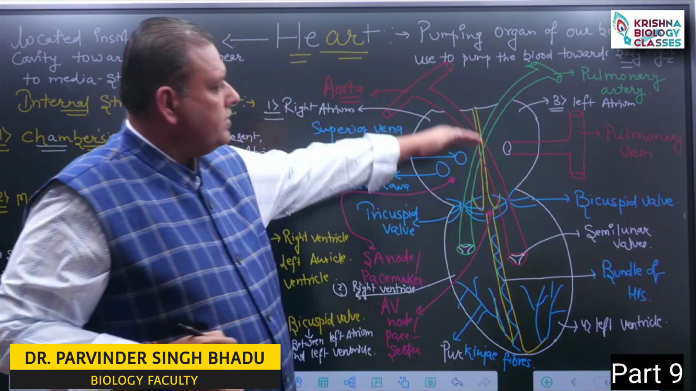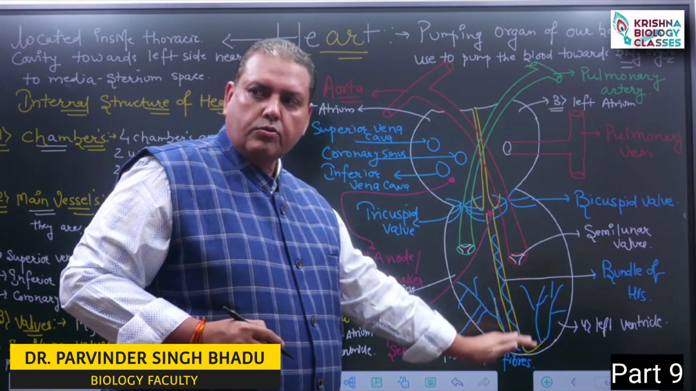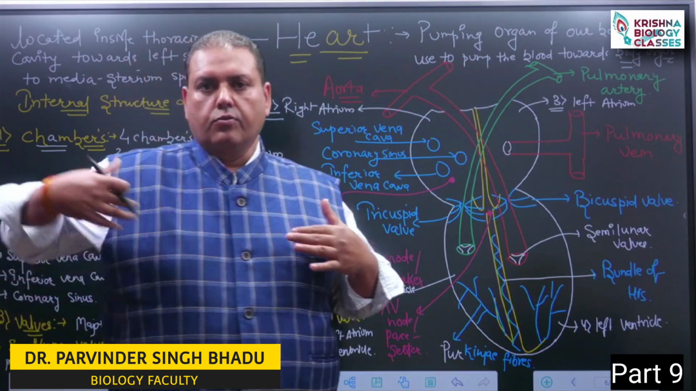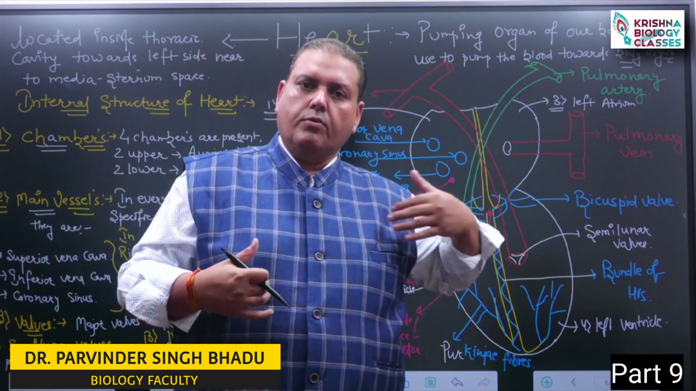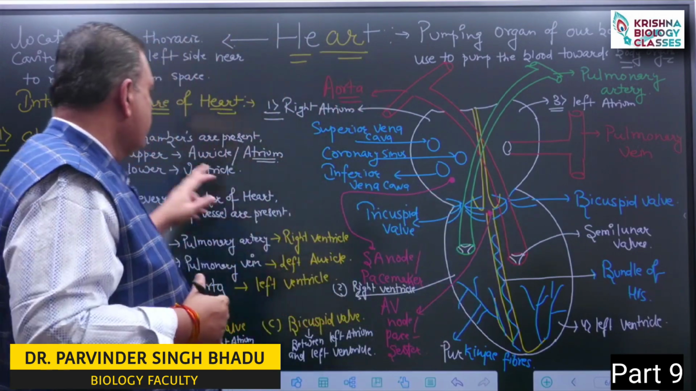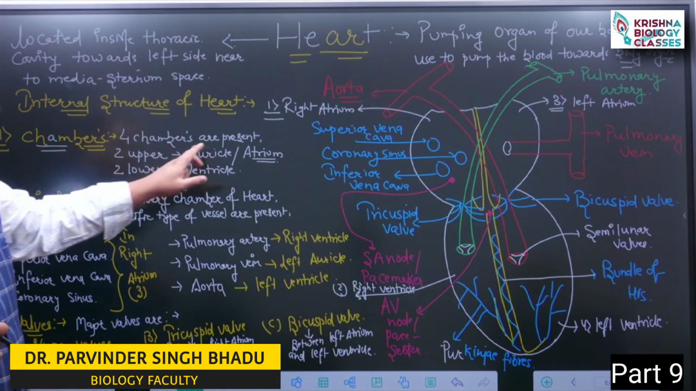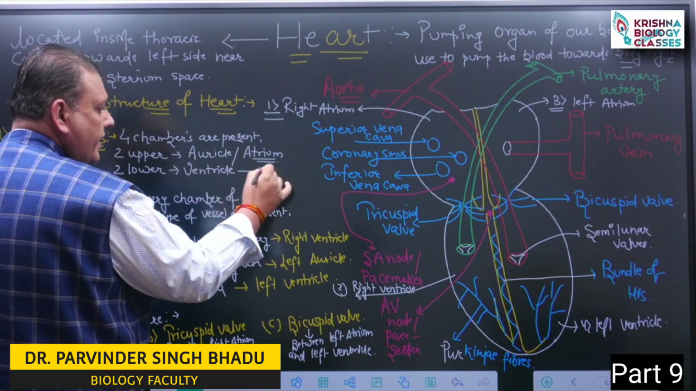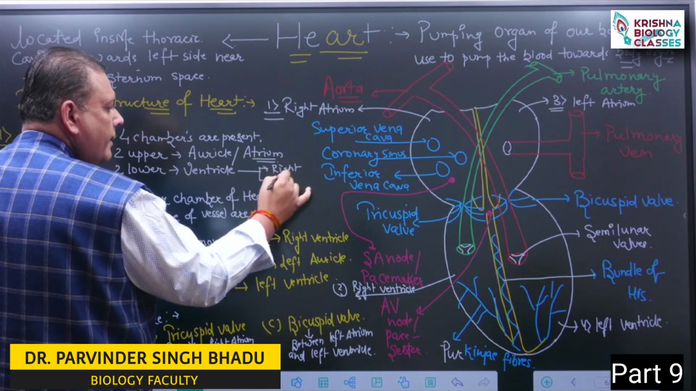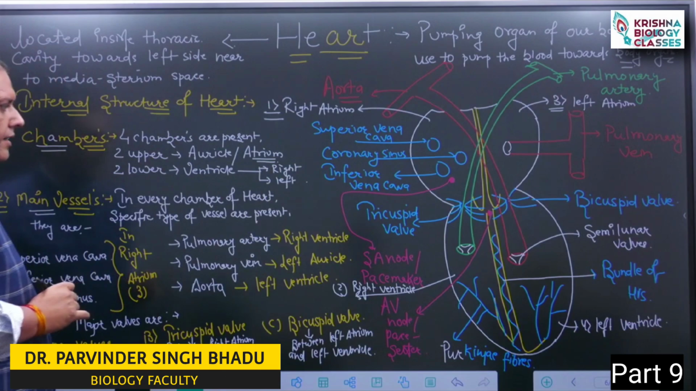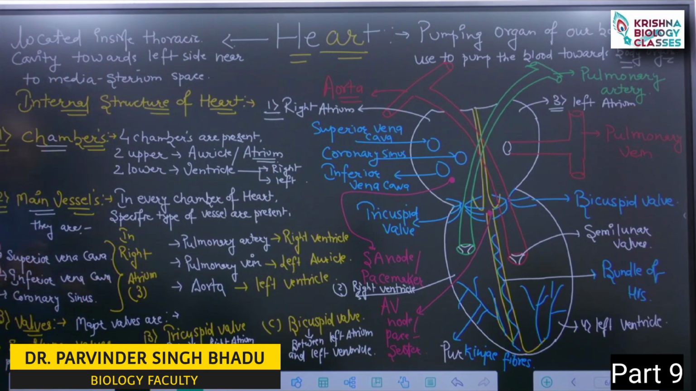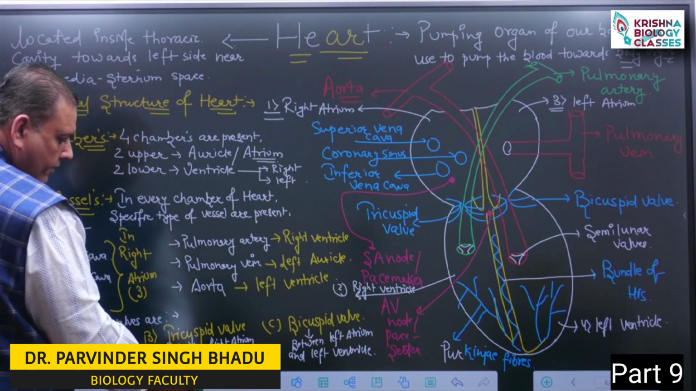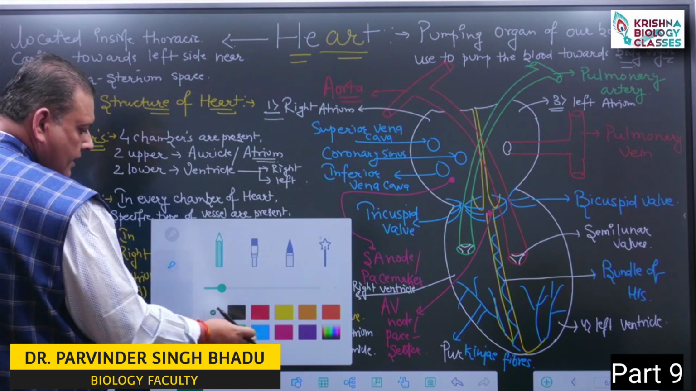So the upper 2 chambers are auricles or atria, and the lower 2 chambers are ventricles. Towards the right side, right auricle and right ventricle. Towards the left side, left auricle and left ventricle. They are called right and left, present on the right and left side of our body respectively. Now, in every chamber, specific vessels are present.